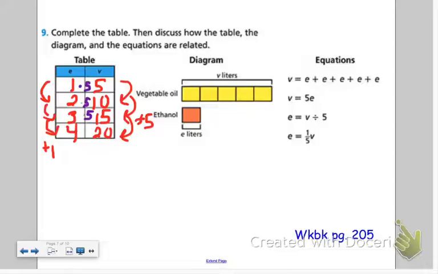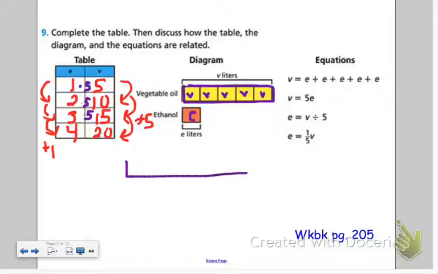Now let's see what that looks like in our diagram. Here you can see how the vegetable oil, there's actually 5 boxes of it. That represents 5 liters of vegetable oil. And for ethanol, we have just 1 liter. So for every 5 liters of vegetable oil, we have 1 liter of ethanol. We could continue this diagram if we wanted.